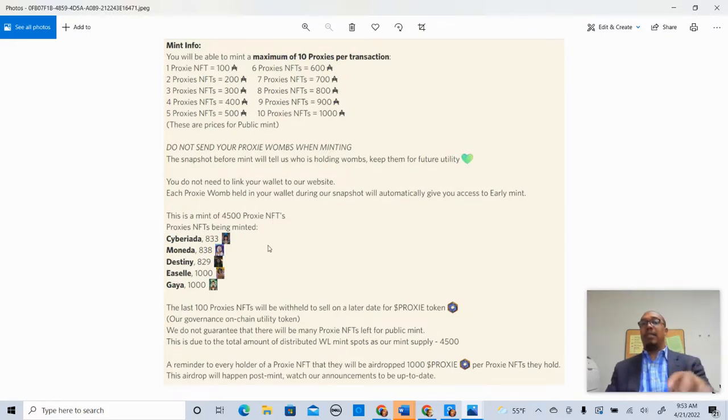Now, with that said, you hold those in your wallet. They're going to do a snapshot very soon, which will allow you to mint, right? So this is a breakdown. There's 4,500 proxy NFTs left. So you see Ezel and Gaia, they haven't minted any of those yet. So there's 1,000. Siberiada, Moneda, and Destinies already minted in the phase one mint, where 500 were minted. There's a total of 5,000 proxy NFTs.